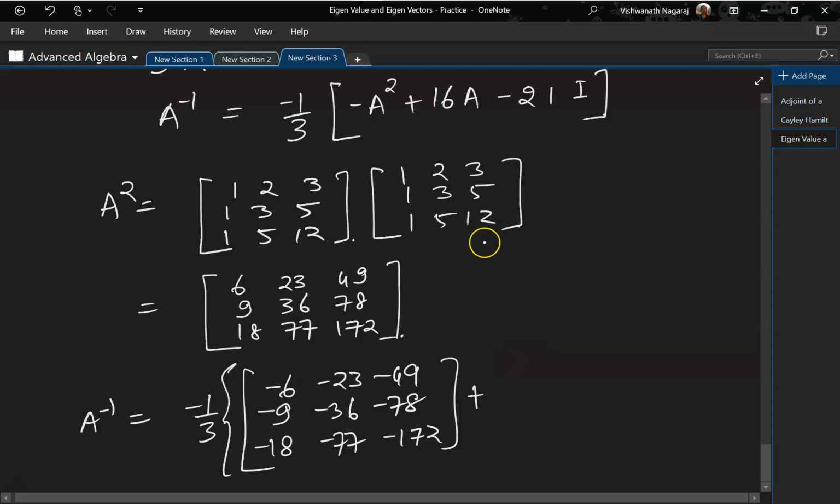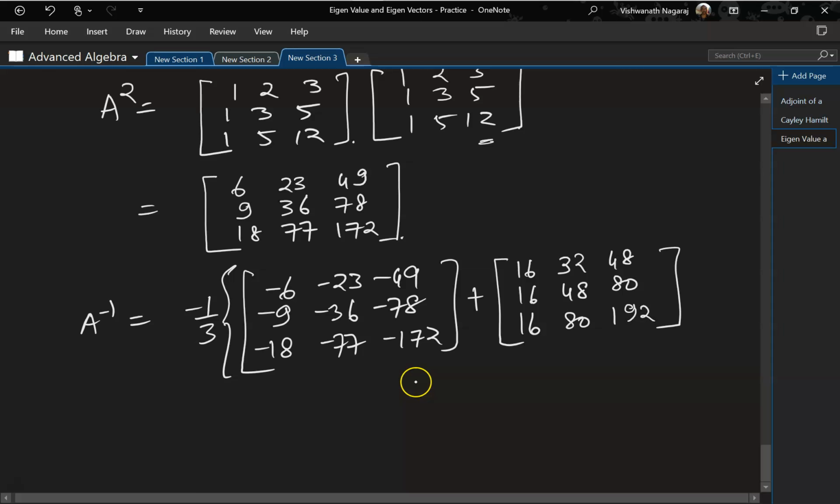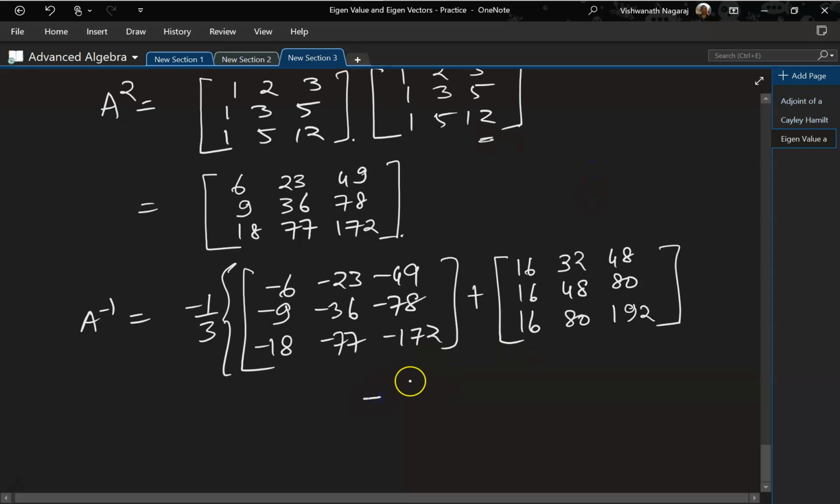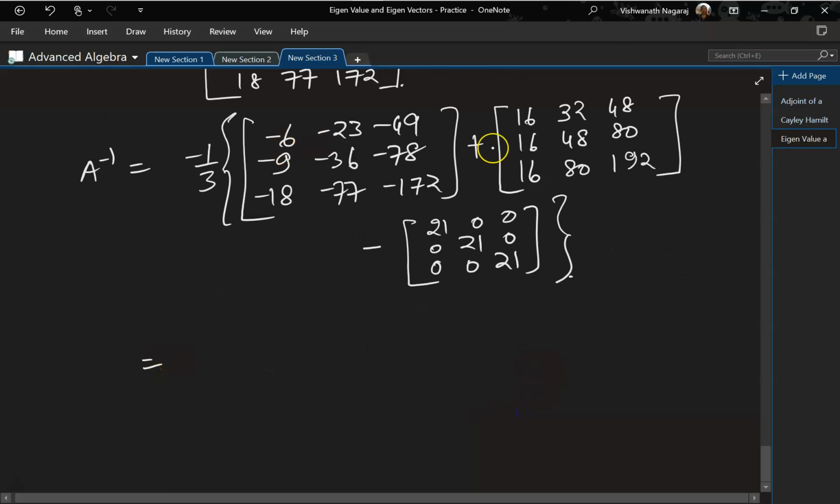Plus 16 times A, which is this. So 16 times 2 is 32, 16 times 3 is 48, 16 times 1 is 16, 16 times 3 is 48, 16 times 5 is 80, 16 times 5 is 80, 16 times 12 is 192. And finally, minus 21I, so minus 21, 0, 0, 0, 21, 0, 0, 0, 21. So we have minus 6 plus 16. Minus 6 plus 16 is 10. 10 minus 21 is minus 11.